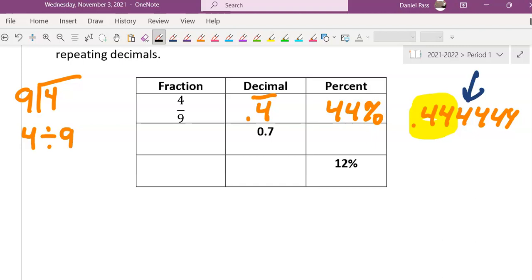I got 7 over 10. Okay, 7 over 10 for the fraction. Very good. And the percent would be 70. It's not 7, right? Because 0.07 would be 7%. Okay. Next. I got 3 over 25. Okay, 3 over 25. That is correct.